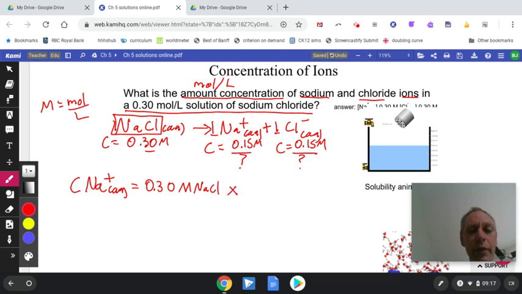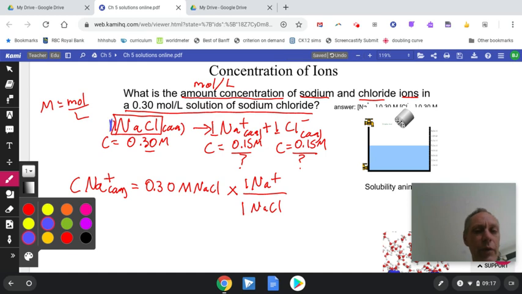So here's where the stoichiometry comes in. We're going to use the molar ratio. And we're writing what we're looking for on top. We want to know the Na plus, and we want to cancel out the NaCl. And these coefficients are 1 to 1 to 1 for this equation. So my NaCl's cancel out, and I get 0.30 molar or 0.30 moles per liter of Na plus. Interesting.